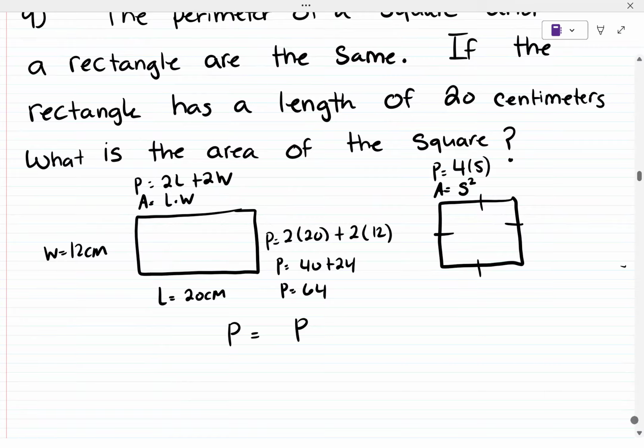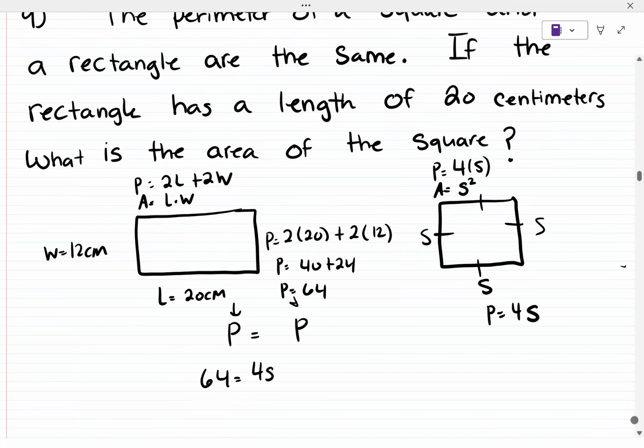Do we know the perimeter of this? Well, not really. Well, kind of, but not really. We know that each side is S, so the perimeter is 4 times S. So they're saying that this perimeter equals this perimeter. The perimeter of the rectangle was 64, and the perimeter of a square was 4S. That's all we know.